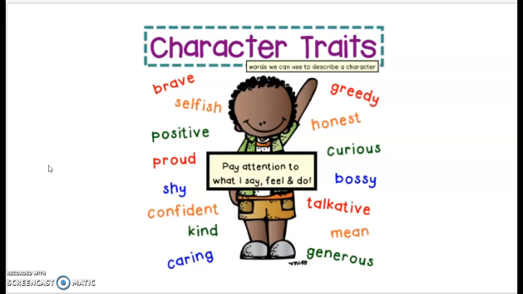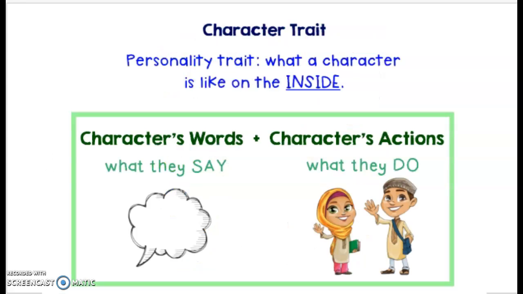Here on the screen right now is a word bank of some character traits that we have already learned and come up with together. Some examples are brave, selfish, shy, kind, bossy, mean, honest. Those are just a few examples of words that we can use to describe a character. When we're describing characters, we need to think about them as a personality trait, what the character is like on the inside. We do that by paying attention to what the characters say and what the characters do.